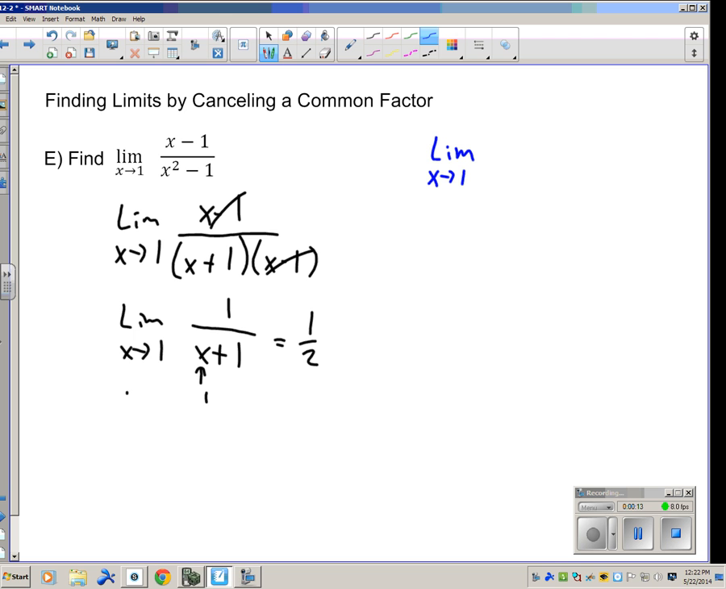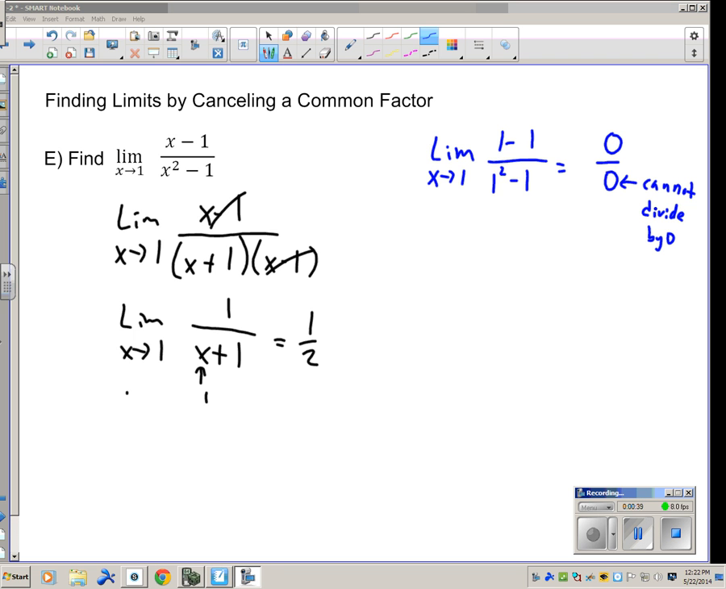The reason why we could not use direct substitution is that if I would have done that, I would have gotten 1 minus 1 all over 1 squared minus 1. I would have gotten 0 up here and 0 down here, and I cannot divide by 0. You can use direct substitution as long as you don't end up having to divide by 0. So we could not choose to use that method. You have to choose a different method other than direct substitution.